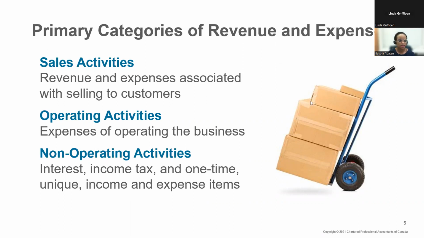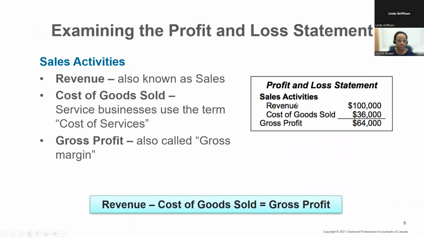We're going to look at an example of the sales activities part of an income statement. Generally, the first item on the sales activities part of the P&L statement would be the revenue, which is the money that you get from what you sell or from the service that you provide. The next line is called the cost of goods sold, which is what it costs you to make that sale. For services, like a plumber or a hairdresser, it will be what it costs you to provide that service. The difference between the revenue and the cost of goods sold or the cost of services is called the gross profit.